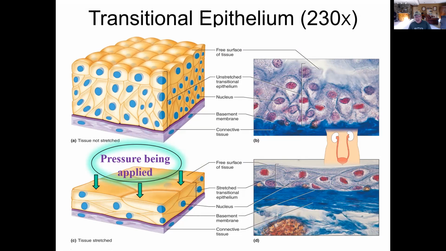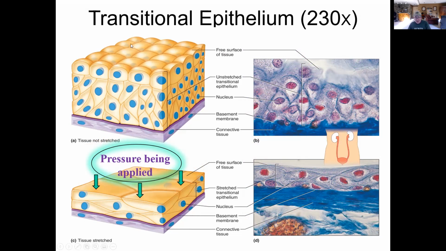The reason that this gets the name transitional epithelium is because this epithelium will change its shape depending upon how much pressure is being placed here on the free surface side of the tissue. It tells us to look in the ureters, which remember are the tubes coming from the kidneys to the bladder. We can look in the bladder wall, and we can look in parts of the urethra for transitional epithelium. So ureters, bladder wall, parts of the urethra is where you find this type of epithelium.